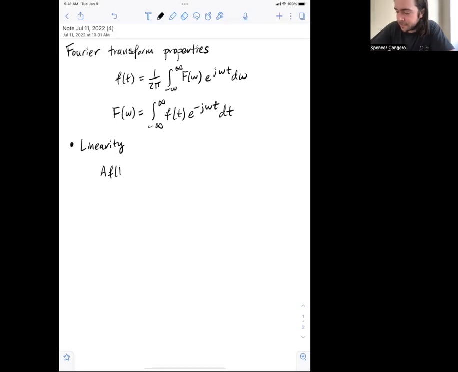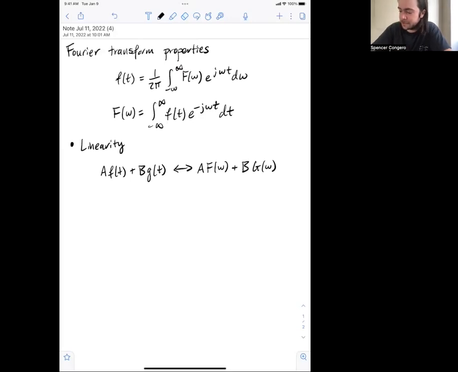That says if I have two functions f and g, and I make some sort of linear combination of them, so a times f of t plus b times g of t, we could ask, what is the Fourier transform? And if f and g have Fourier transforms, capital F of omega and capital G of omega, as we write all the time, then the Fourier transform of this linear combination is just the same linear combination of the respective Fourier transforms.